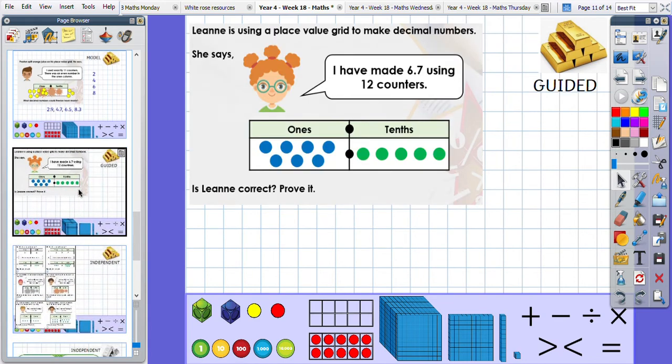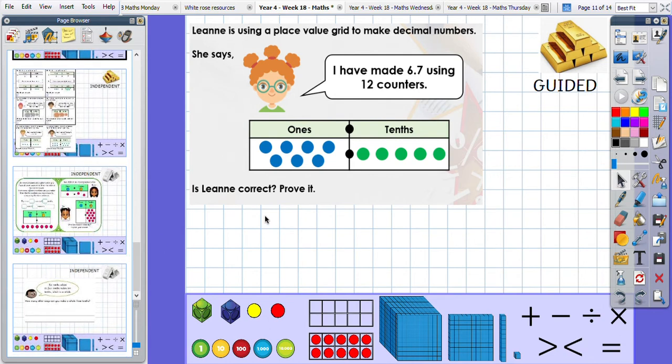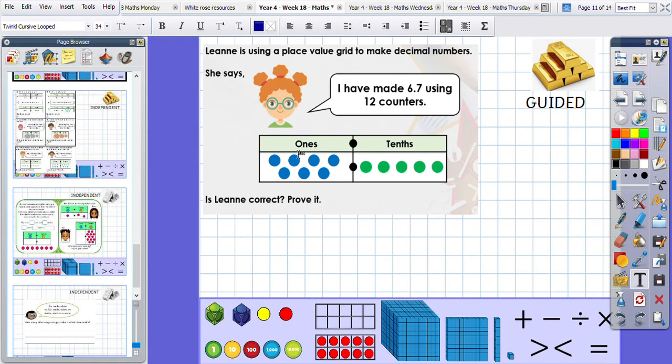Okay, another kind of question from gold then. Leanne is using a place value grid to make decimal numbers, and she says she's made 6.7 using 12 counters. Is she correct? Prove it. So let's check. What does her number represent? So I can see 1, 2, 3, 4, 5, 6, 7 ones, and I've put my decimal point in, and 1, 2, 3, 4, 5 tenths. So that shows 7.5. But Leanne says she's made 6.7. So is she correct? No.